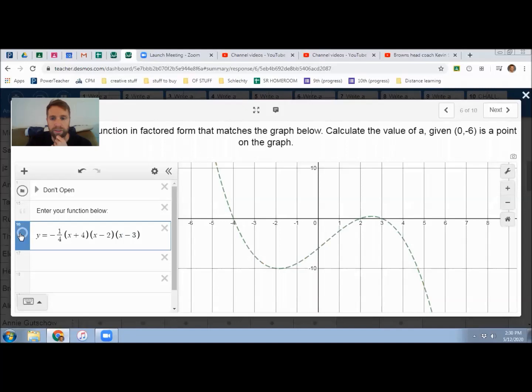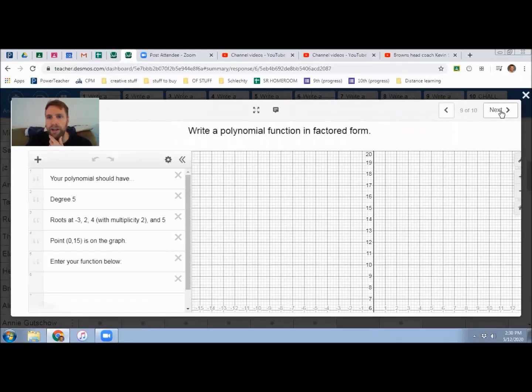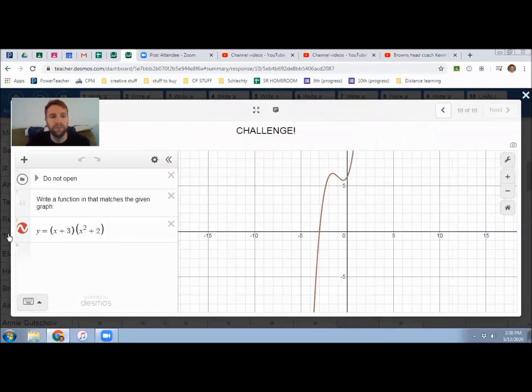So the challenge was, could you match up the polynomial graph and type in an equation? You had a choice of which ones you wanted to do. And the last one was this challenge. I've got to give props: Russell figured this last one out. Russell, not sure how you did it, maybe you can let me know, but fantastic job. You went through the -3 here, so you put x plus 3.